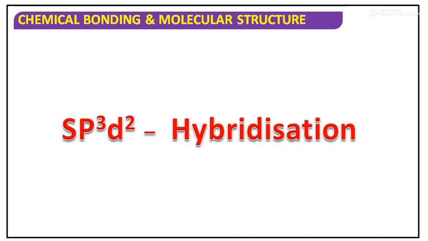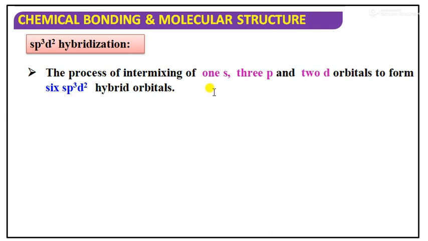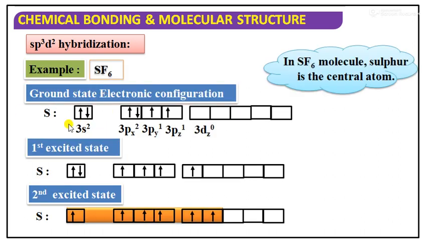sp3d2. What is sp3d2? Remember, you can see clearly, here also one s orbital, 3p orbitals, and 2d orbitals are involved in hybridization. They form sp3d2 hybrid orbitals only. You can see very clearly what happened there. Here, suppose sulfur's electronic configuration is 3s2, 3p4. So what happened here?